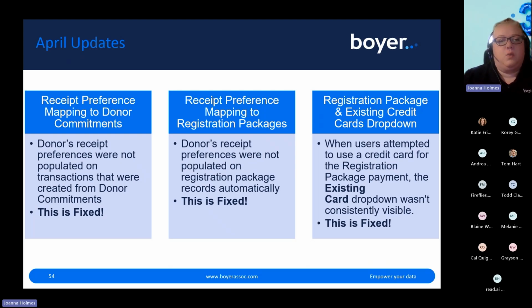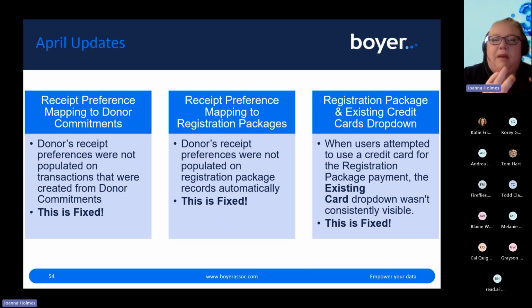Another one was with donors' receipt preferences were not populated on registration package records. So that's all about events and people registering for events. Again, when you purchase the event tickets, what kind of receipt did you want? Did you want it in an email or a letter? Again, those should be pulling from defaults on the contact record, and they weren't. But as of April, that is fixed. So it will pull that information in.